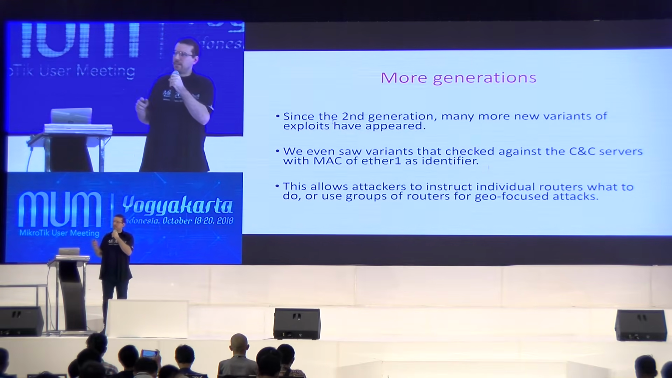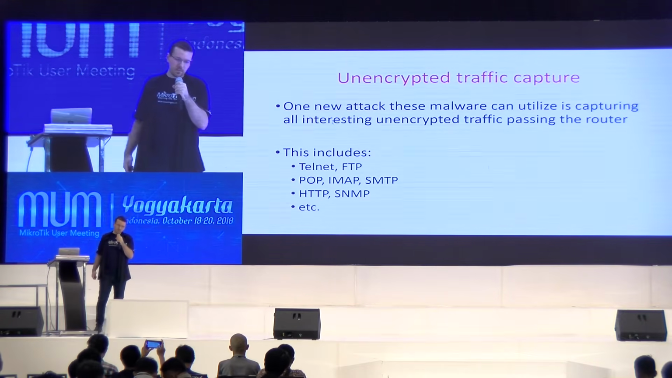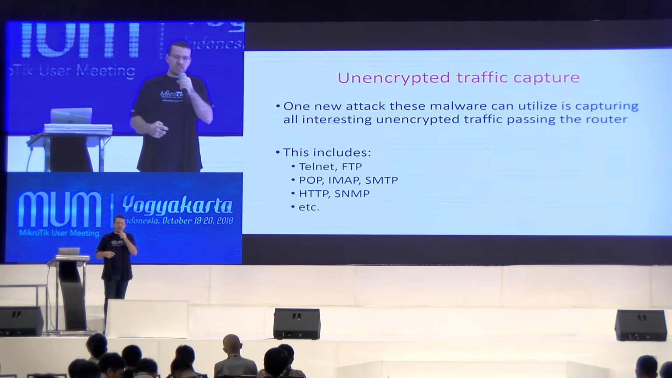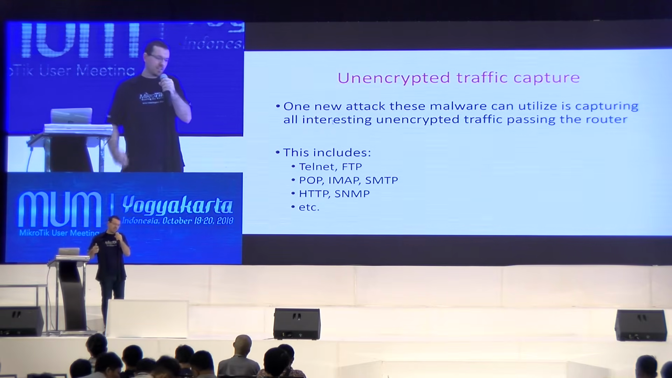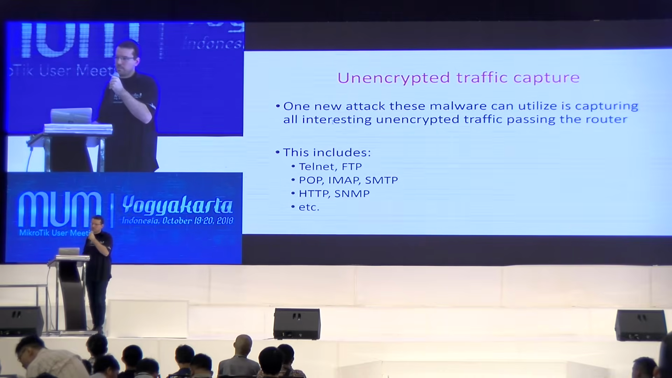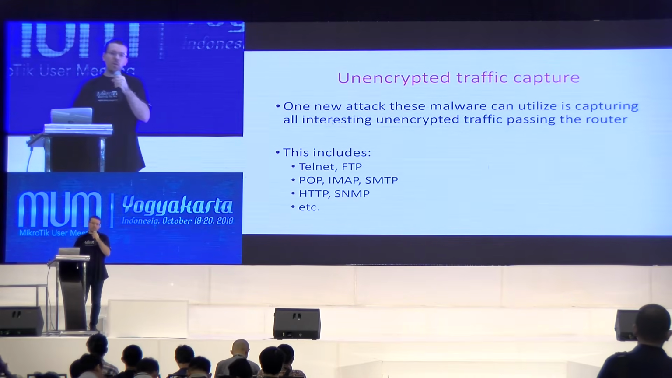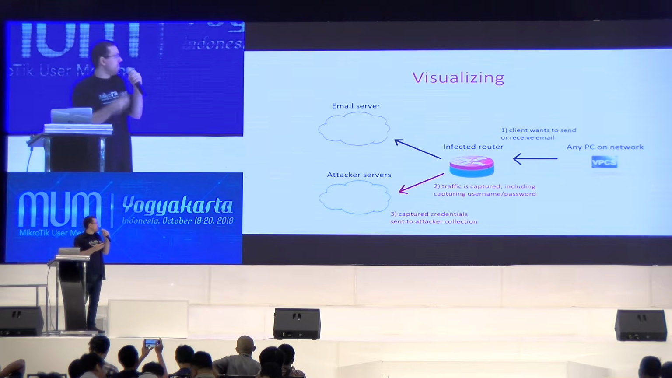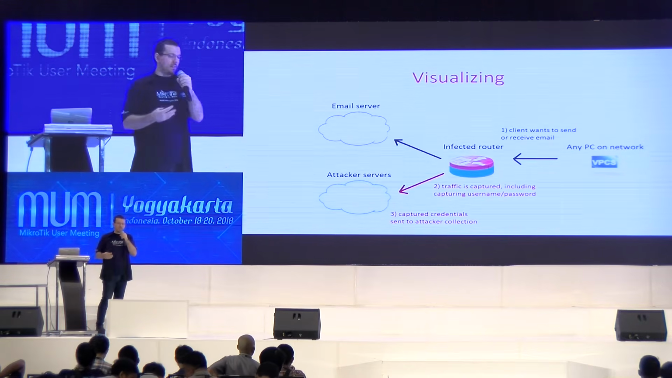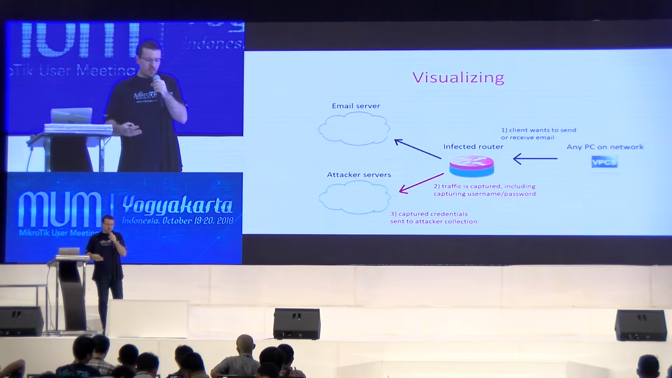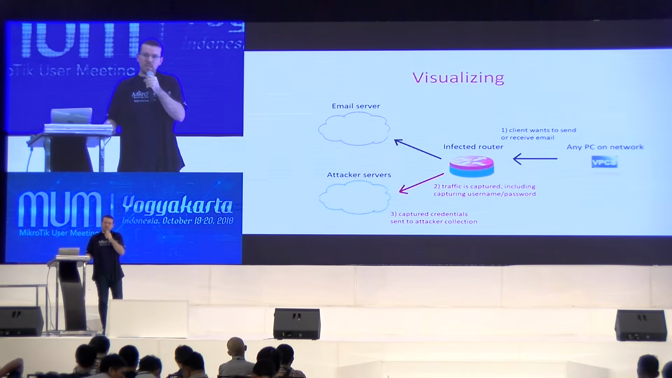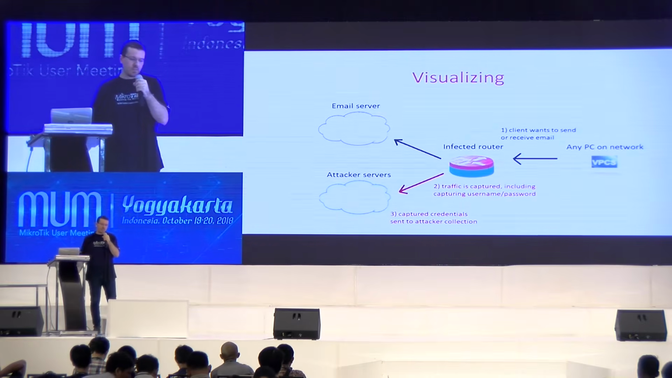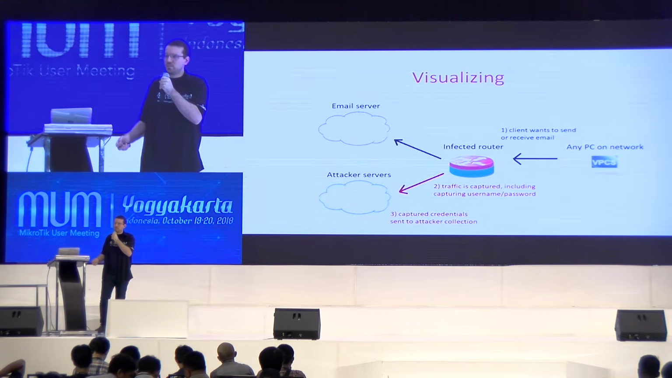About, I think, 3 weeks ago, a new variant appeared. And this new variant goes even further, because it captures unencrypted traffic on the router, such as Telnet, FTP, email communication through POP, IMAP and SMTP, all unencrypted HTTP, SNMP, etc. So how does this work? Any PC on a network behind the infected router wants to send or receive email. The infected router captures the traffic, and inside of this traffic captures usernames and passwords. Then these usernames and passwords are sent to a malicious attacker-controlled server. And now the attackers know the username and password to your email.